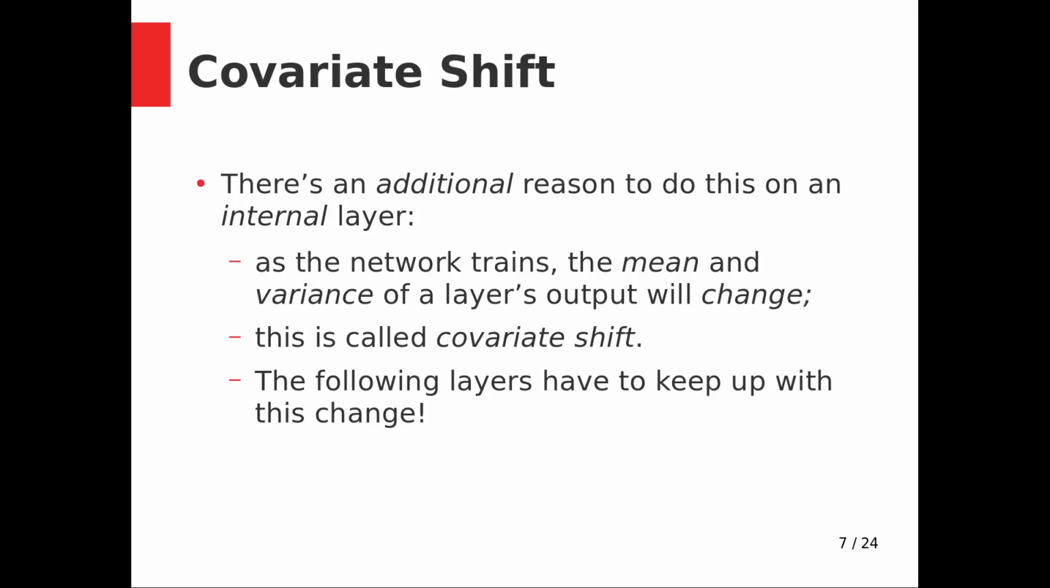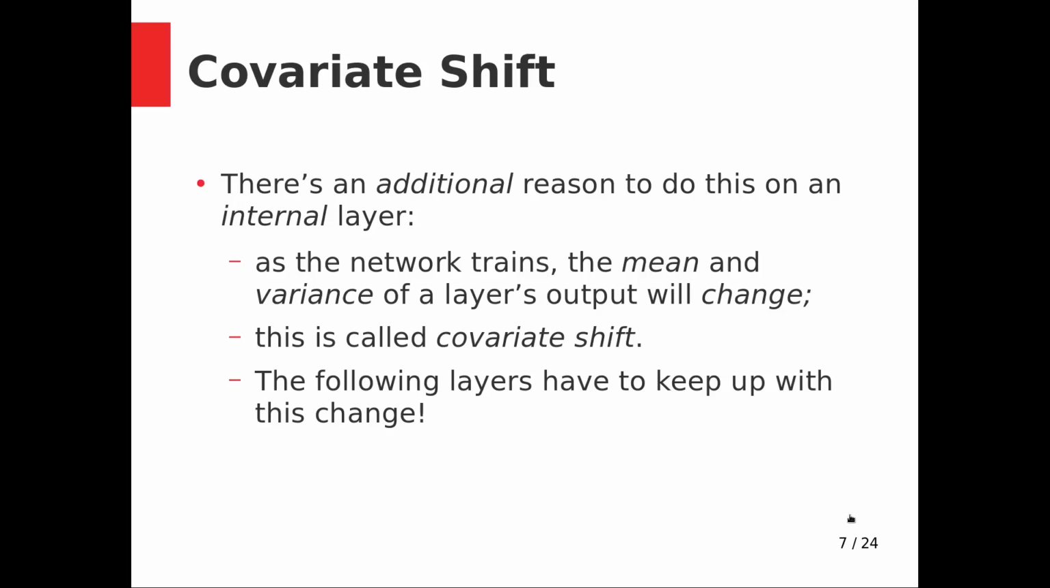All right. So if we're talking about an internal layer, there is a third problem, and that's a thing called covariate shift. As the network trains, the mean and variance of a layer's output will move around. That is called covariate shift. The problem is the following layer has to keep up with that change. The following layer has to keep up with not only changes in the average behavior of the previous layer, in terms of how it responds to its input, but just the mean and the variance of its outputs.